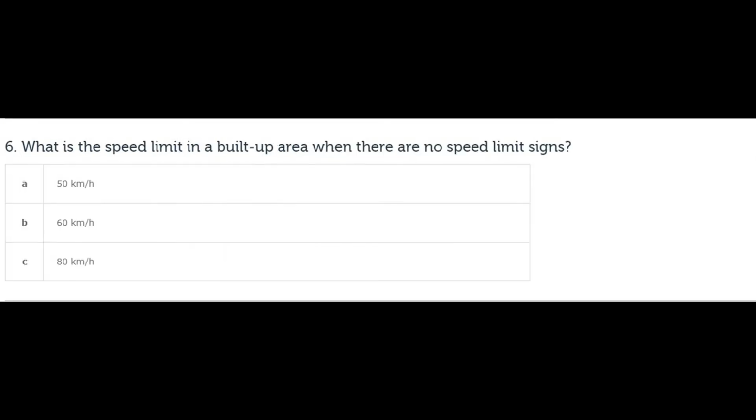Question 6. What is the speed limit in a built-up area when there are no speed limit signs? A. 50 km per hour. B. 60 km per hour. Or C. 80 km per hour.